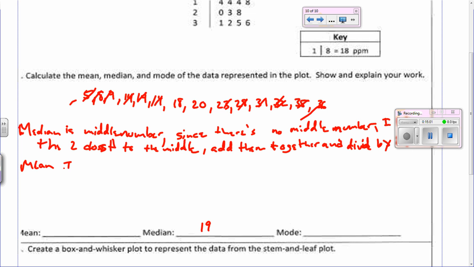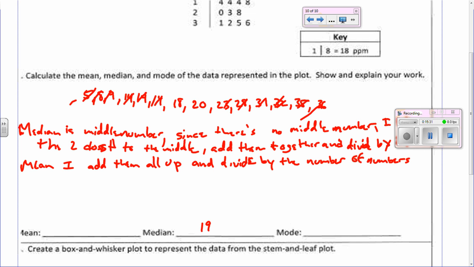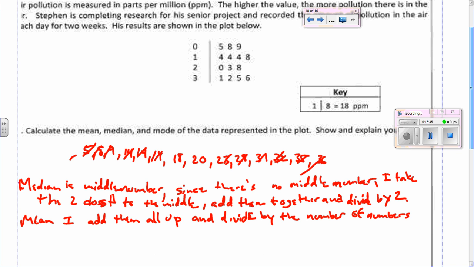Mean: I add them all up and divide by the number of numbers. Okay, so for this one there are 1, 2, 3, 7, 10, and 14. So you're going to divide by 14.